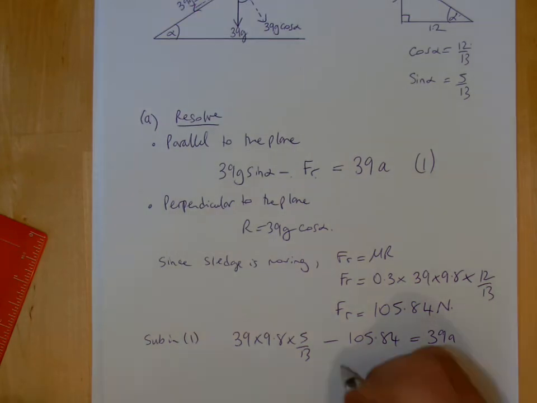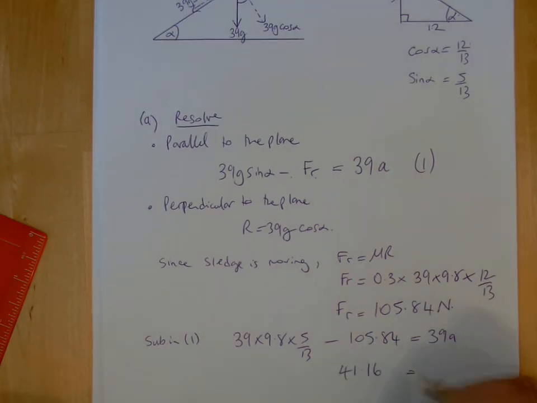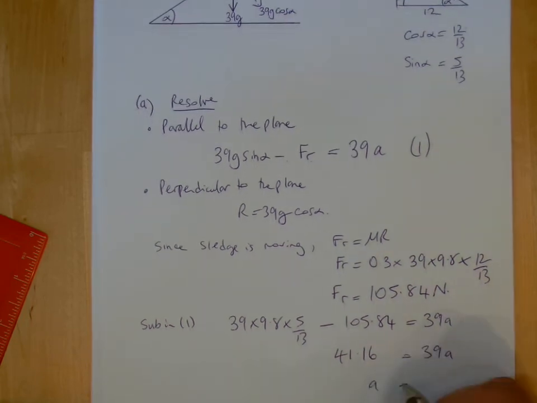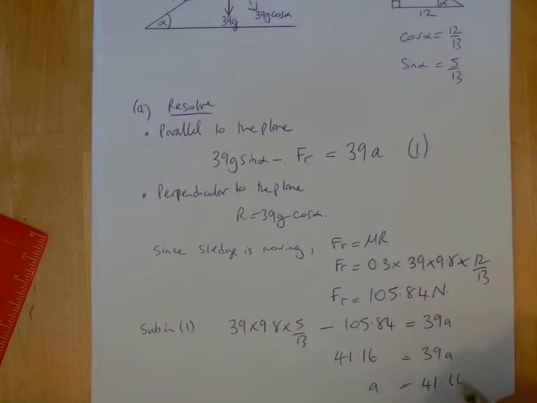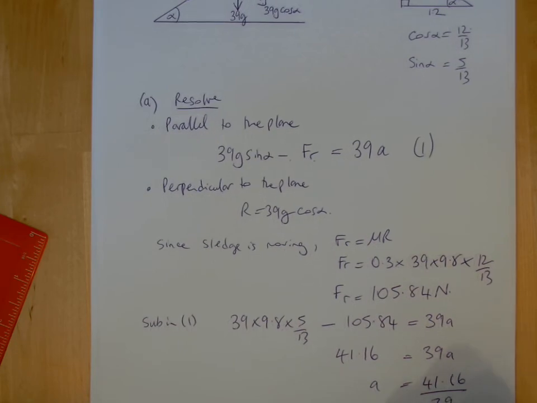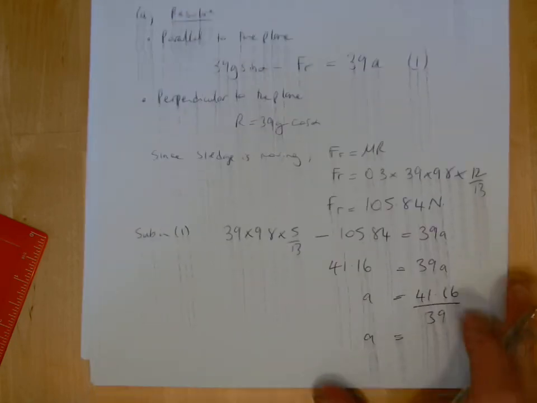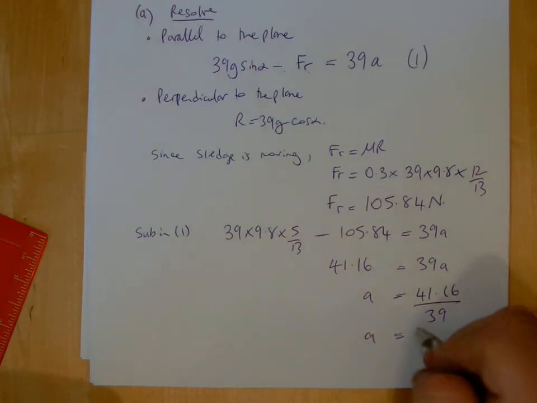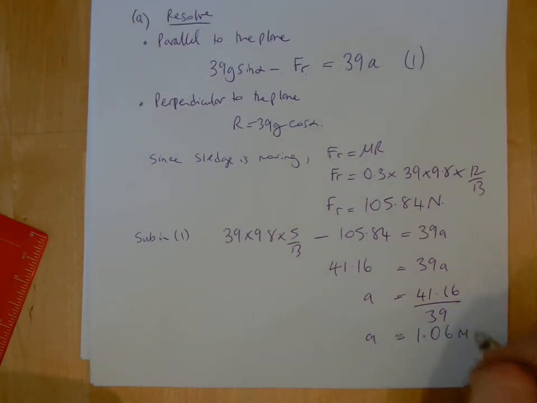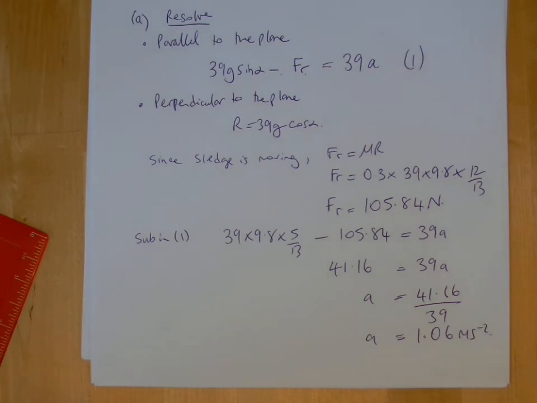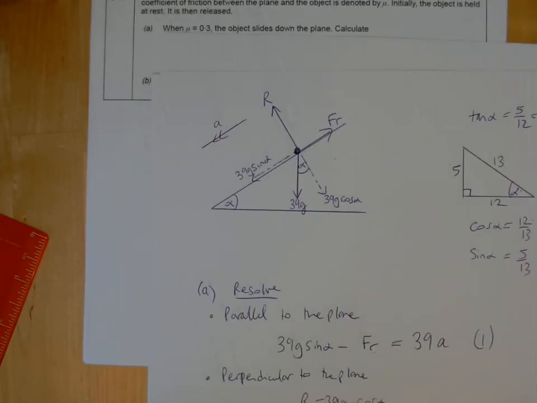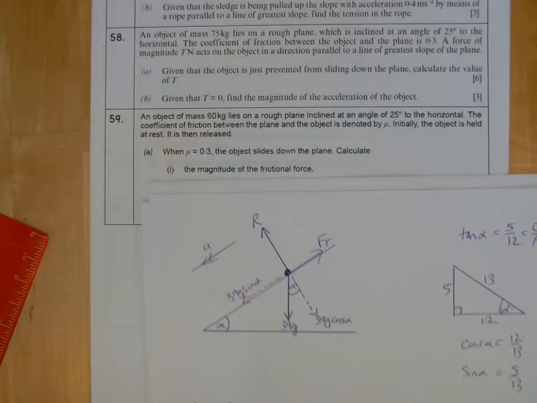So we get that out to be 41.16 equals 39a. Of course, to get a, I just need to do 41.16 divided by 39. We get our answer to be 1.06 meters per second squared, if we leave that to 2 decimal places, as the question asked for.